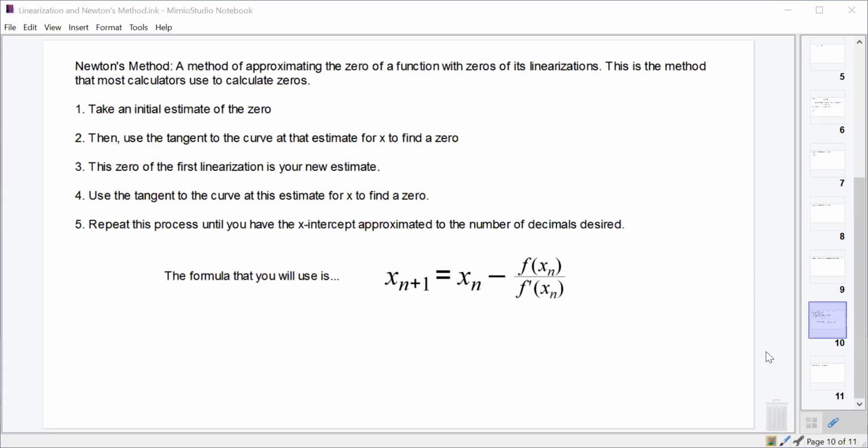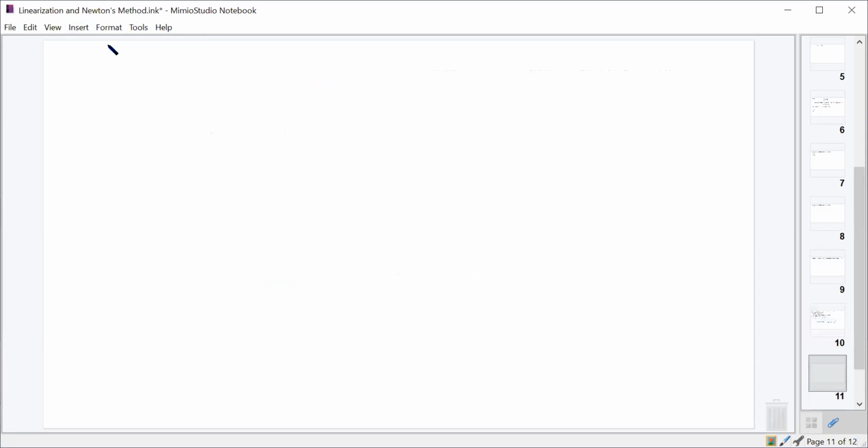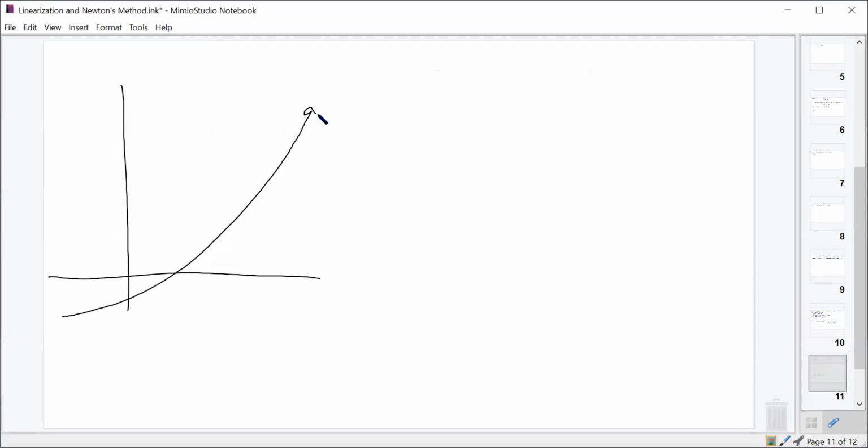So what Newton said was, well, suppose I have some function. We're going to come back to this page in a second. But suppose I had some function that has an x-intercept. There's a function with an x-intercept. You guys agree with that? Yes, good. All right. So that function has an x-intercept.